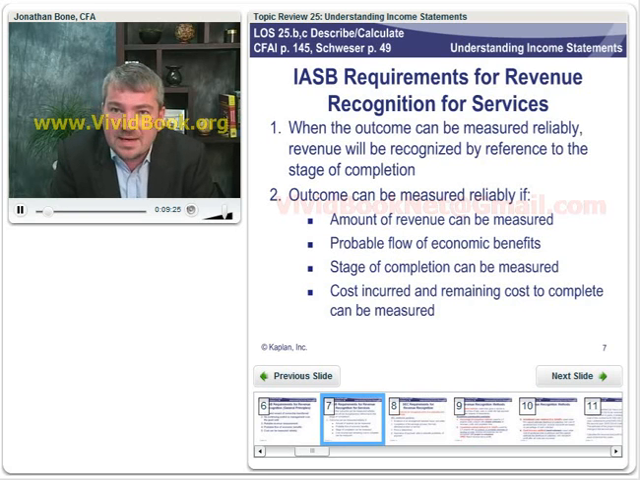Again, if we know a contracted selling price and we know the total cost, we have a good idea about profit. What this is therefore allowing us to do is spread that profit over the life of providing the service rather than just recognizing it right at the end when the earnings activity is complete.